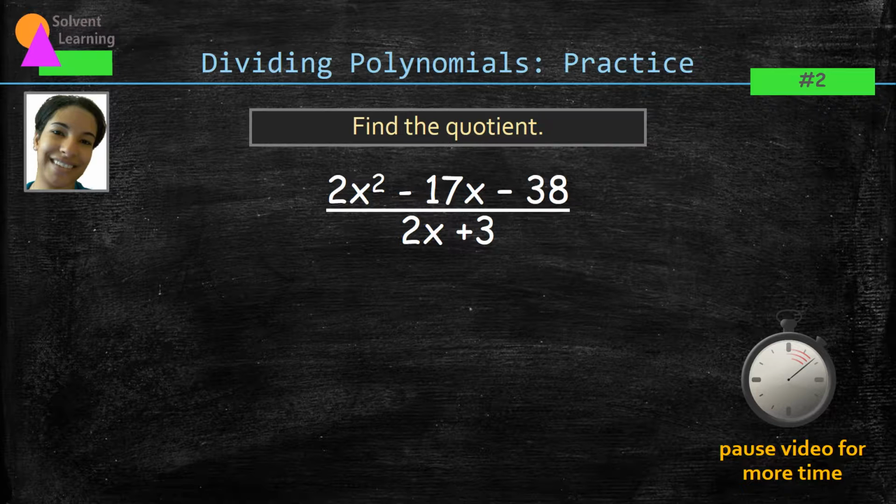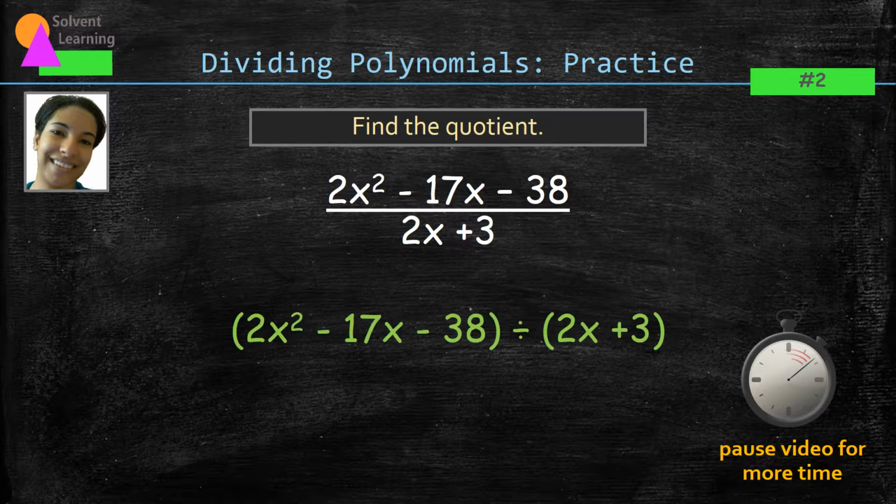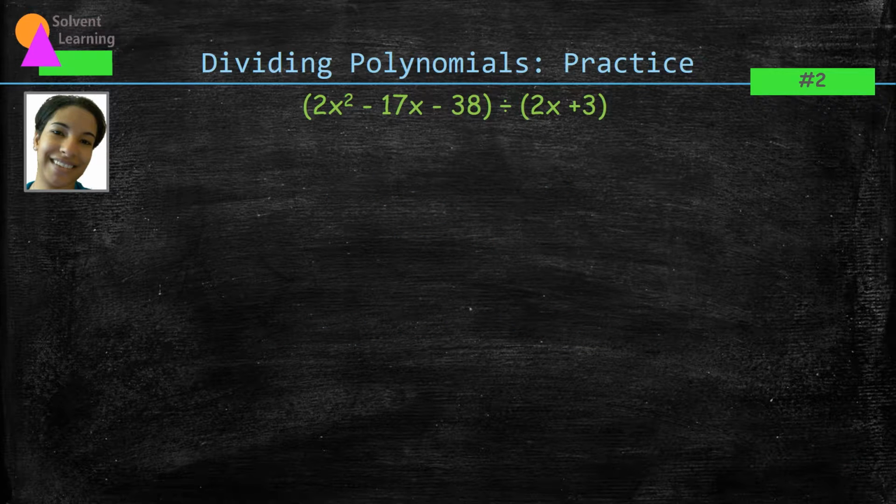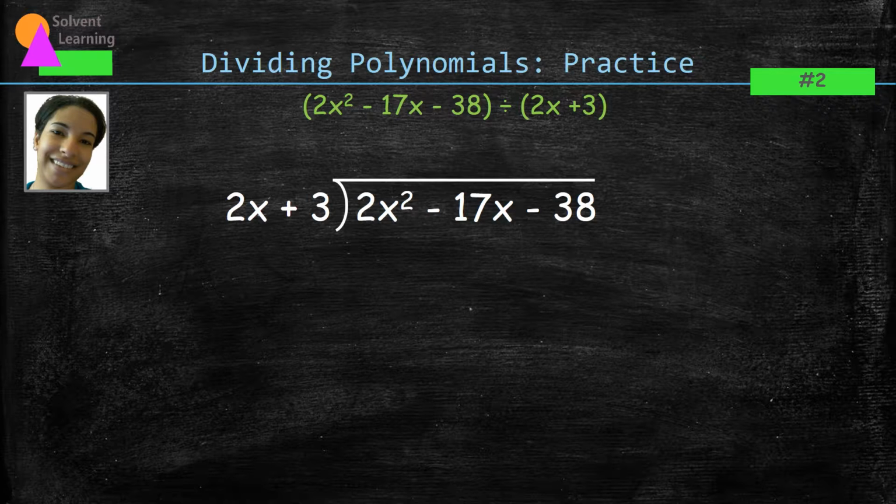And here's our second practice problem. Now notice this time the problem is set up with the polynomials as a fraction, but a fraction represents division. So we're taking the numerator and dividing it by the denominator. We can rearrange it this way if that helps you when you go to set it up for long division. Okay, here's our problem written as one line, and now we can set it up for long division here.